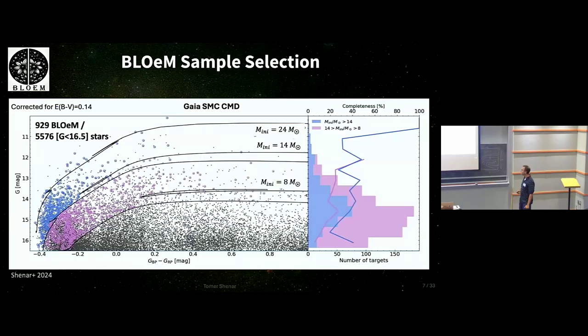So how did we come up with a sample? We have the color magnitude diagram of Gaia. There is a magnitude limit, which is pretty high. It's 16.5, to enable a certain data quality for the science we want to do. We look at stars above the 8 solar mass track here, which was computed assuming a certain set of assumptions. And you get to a count of about 5,500 stars.